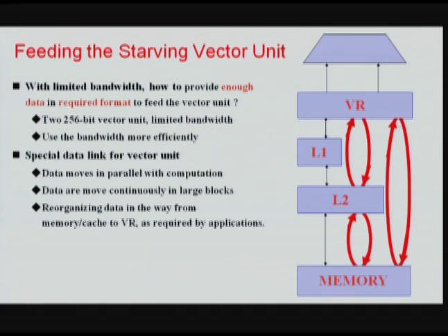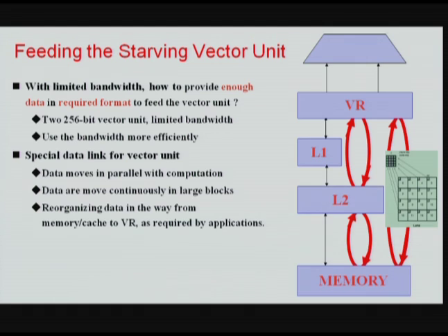Even this is not enough. The data transfer should be done in parallel with computation. And next, we reorganize data on the way from memory or cache to the virtual register, as required by applications. Here we have an example. On the way, we transfer data from memory or level 2 cache to a virtual register. We reorganize data. We extract one port from each block and put them together here.